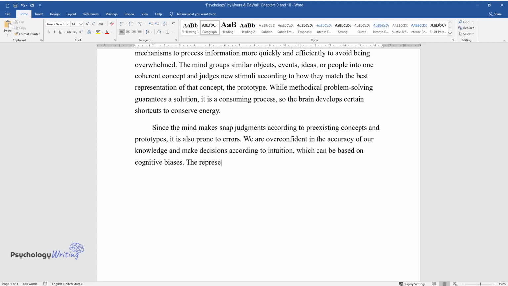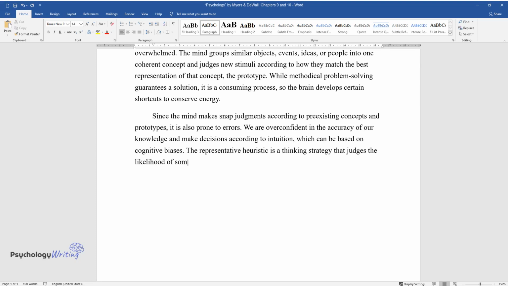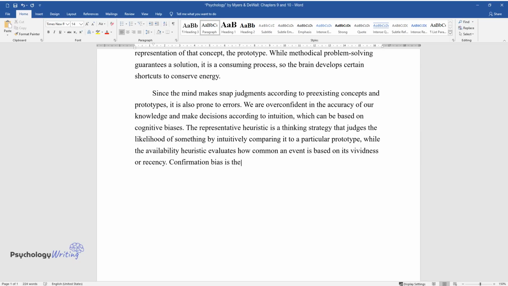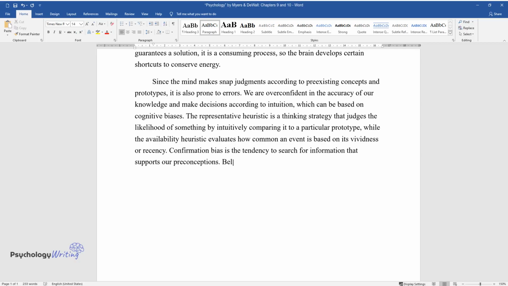cognitive biases. The representative heuristic is a thinking strategy that judges the likelihood of something by intuitively comparing it to a particular prototype, while the availability heuristic evaluates how common an event is based on its vividness or recency. Confirmation bias is the tendency to search for information that supports our preconceptions.